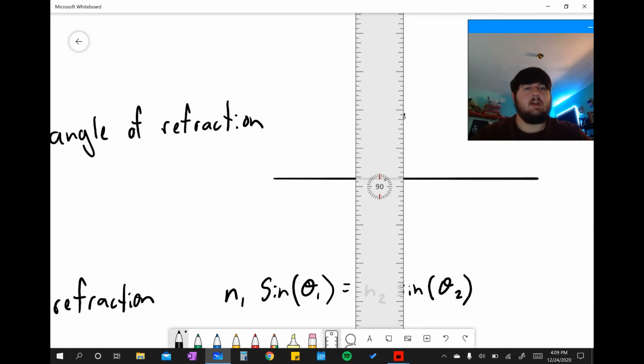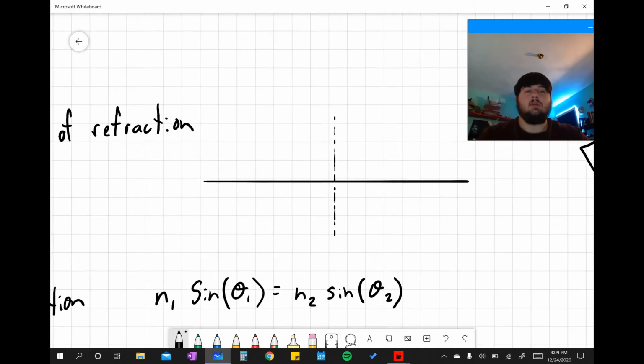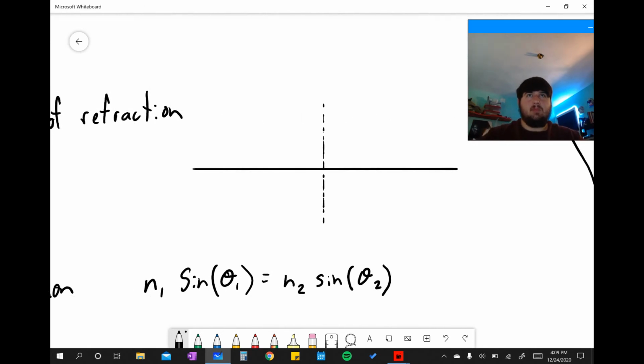Well, we run into kind of a conundrum here. And this is where you can get hidden objects, per se. So, at some point, when you have light entering a material with a higher index of refraction, let's say this.